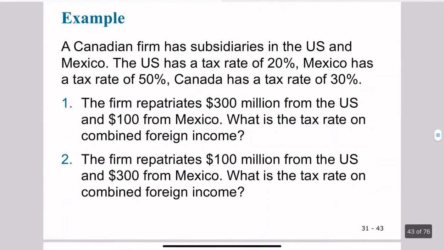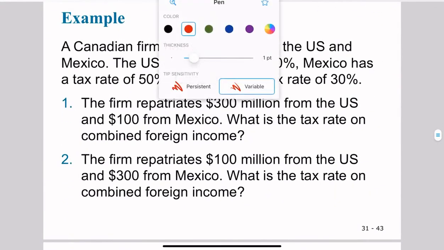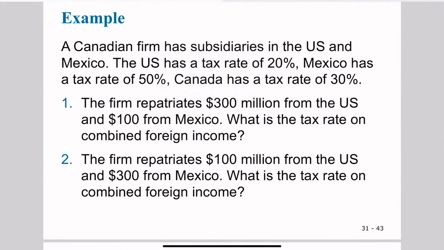Okay, so let's see a simple example. So let's say we have a Canadian firm and it has businesses in the US and Mexico. Let's say we have some fictional numbers. The US has a tax rate of 20%, and Mexico has a tax rate of 50%. And tax rate in Canada is in the middle, 30%. So now let's say the firm repatriates $300 million from the US and $100 million from Mexico.